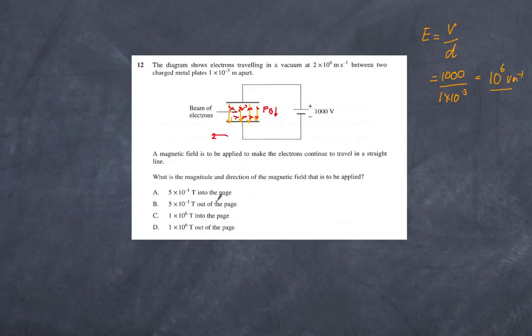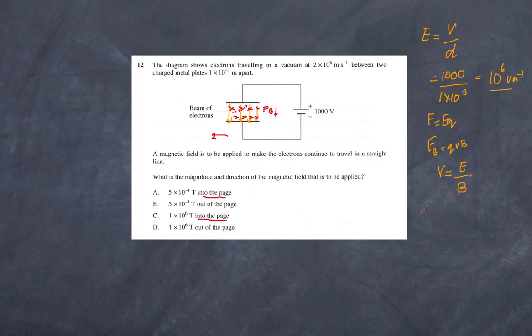We now have established that it's going to go into the page. But what about the magnitude? We have our electric field value there. The force due to the electric field is simply equal to EQ, but the force due to the magnetic field is equal to QVB. They're going to be equal. And so if I rearrange that, I get that velocity is equal to the electric field strength divided by the magnetic field strength.